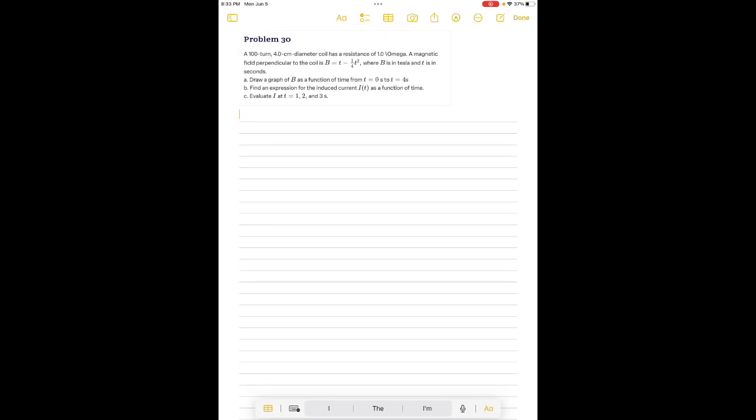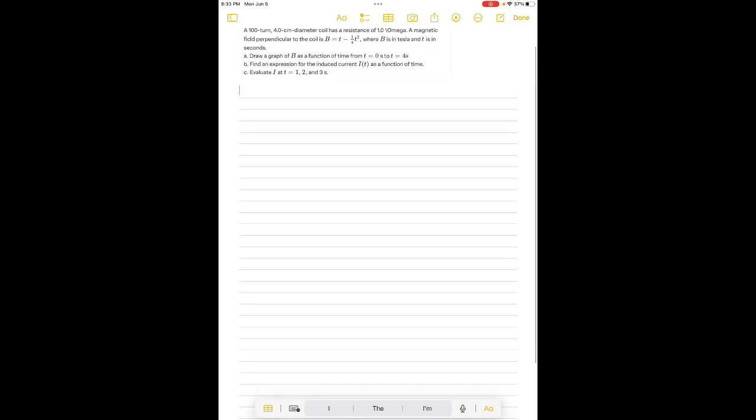Okay guys, number 30, we have a 100 turn coil, and if you read the problem, we're going to take out the important points so we can use them to answer. Part A: the connection between the magnetic field and time between 0 seconds and 4 seconds. Part B: find an expression for the induced current. And part C: evaluate the current at 1, 2, and 3 seconds.